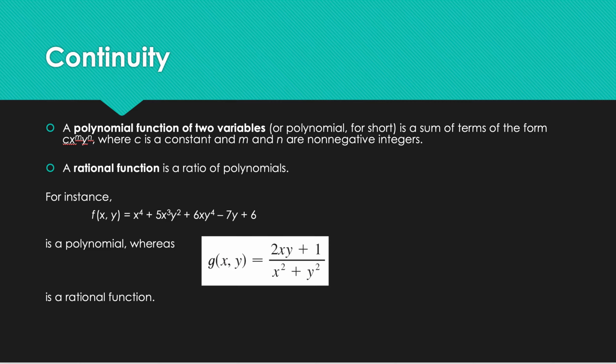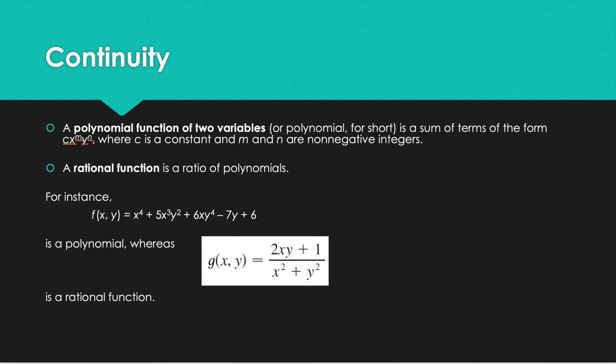If I have a polynomial of 2 variables, then let's say I've got c x to the m, y to the n, where c is a constant value and m and n are non-negative integers. So those are all going to be numbers. Then a rational function is a ratio of polynomials. So if I've got m and n, then I have a polynomial, for instance.